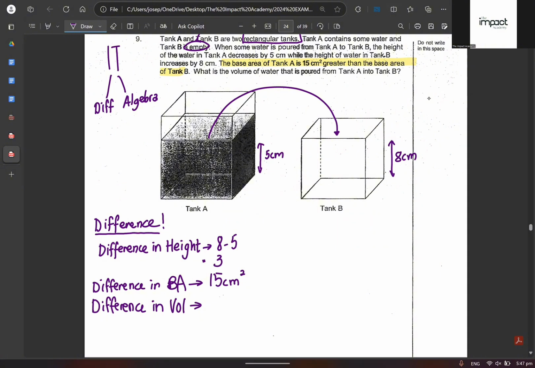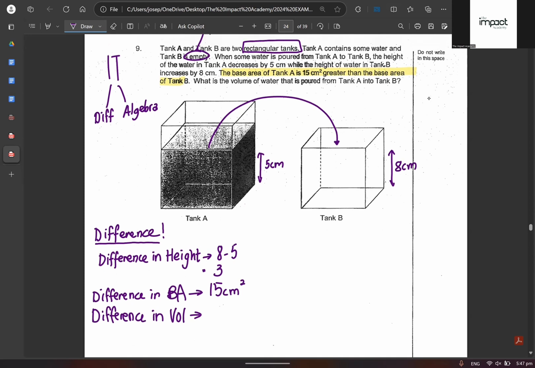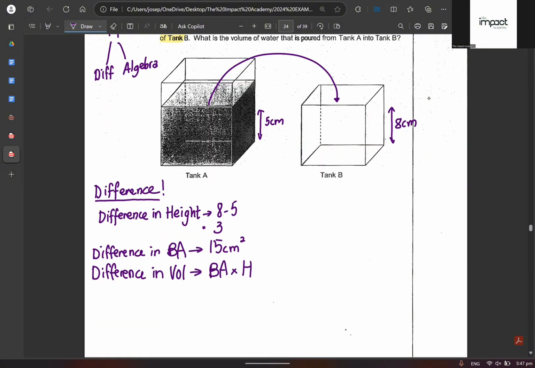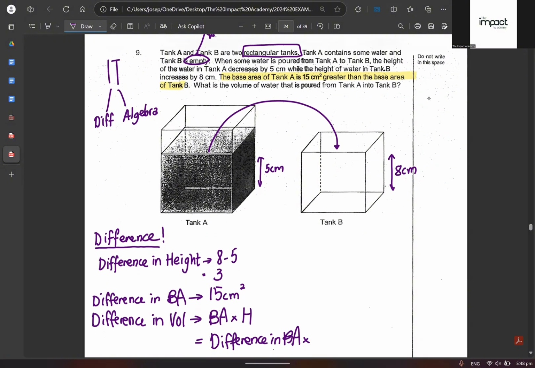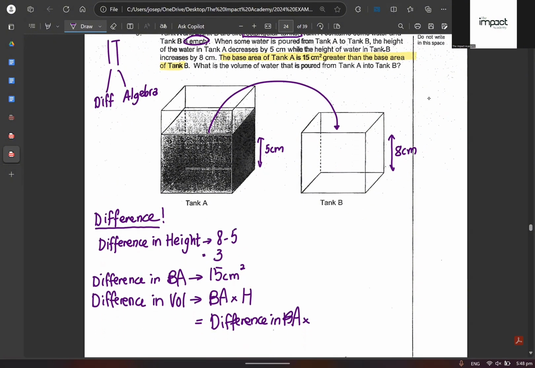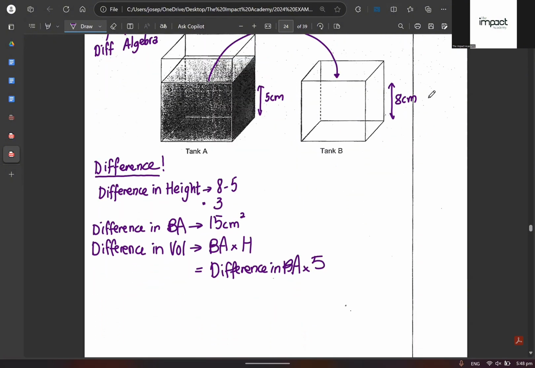The difference in volume has to be, like I said, ready? How do you find volume? You do base area times height. But I want the difference in volume. So I have to use the difference in base area, which is 15, times the height of water that came out, which decreases by 5, right? So times 5. You understand what I'm saying? Right? 15 times 5. This amount is the difference, which is 75 what? Centimeter. You understand what I'm saying?